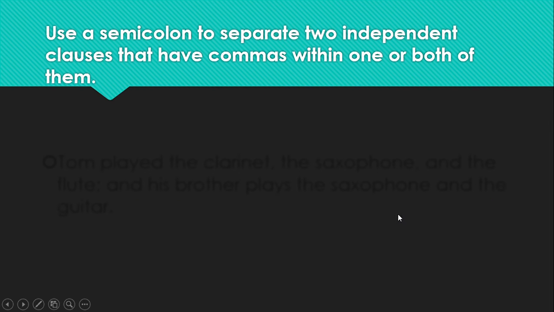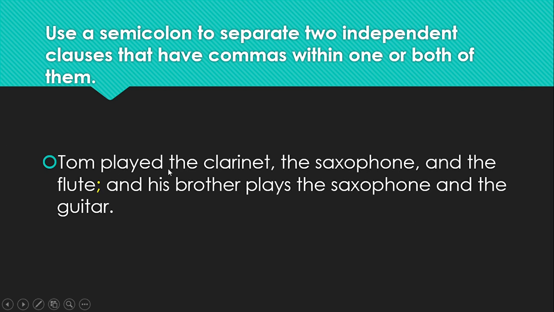Use a semicolon to separate two independent clauses that have commas within one or both of them. So, Tom played the clarinet, the saxophone, and the flute; and his brother plays the saxophone and the guitar. So I like this a lot because if you do have a longer sentence, this is a great way to break up these two separate thoughts.